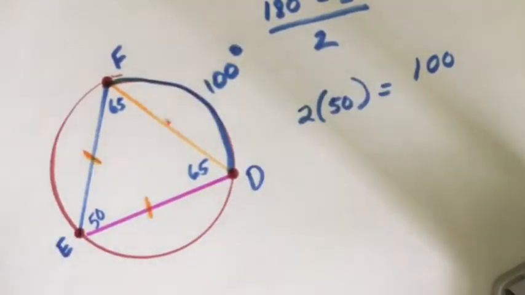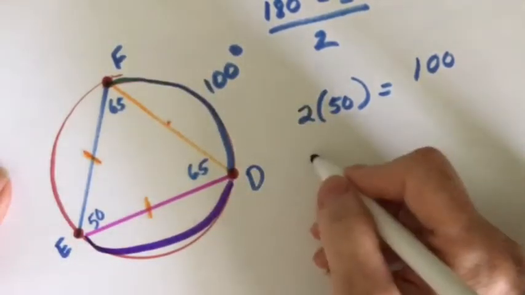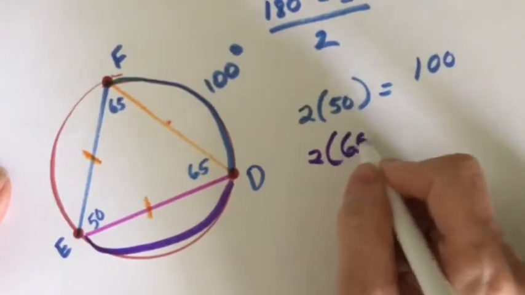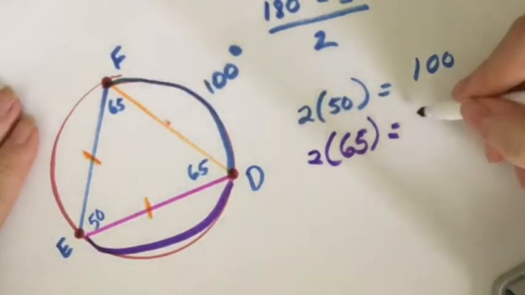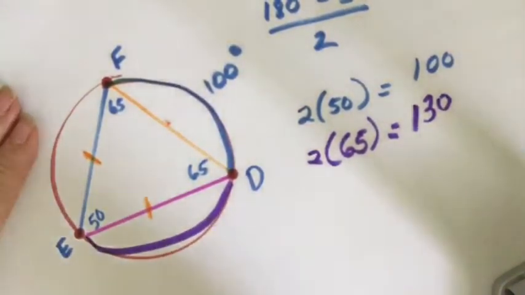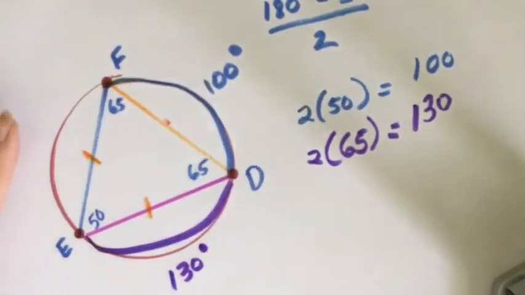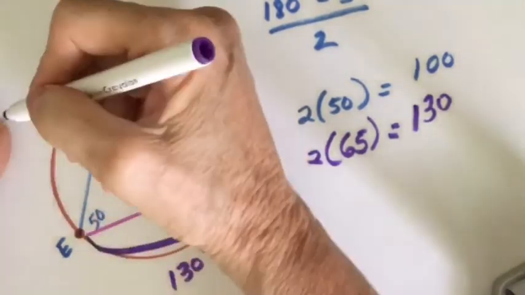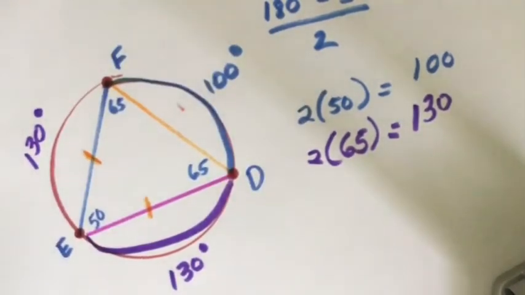All right, well, it also asked me for DE or ED, and so this arc right here. All right, so 2 times 65 equals what, 130? So arc ED is 130 degrees. And just for giggles and grins, so is EF, 130 degrees. And that was problem number 1.